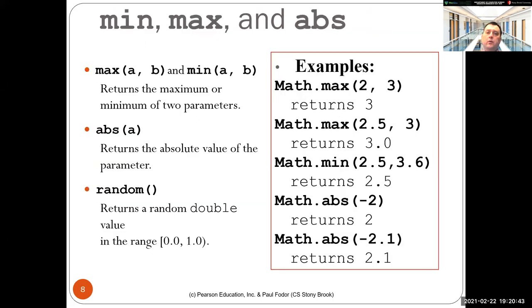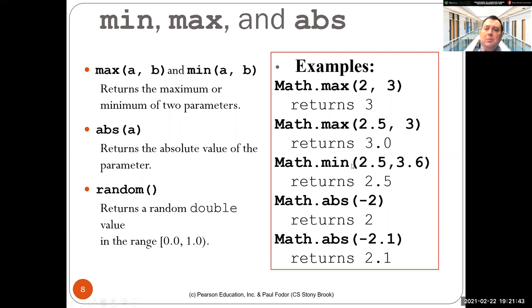Min, max, and absolute value. So max of A and B and min of A and B return the maximum or the minimum between the two parameters. And they work differently for integers and doubles. If both operands are integers, it returns an integer. If at least one of the operands is a real number, it will raise the second operand to a real number. So in the case of Math.max of 2.5 and 3, it returns 3.0 because 2.5 was a double. Therefore, 3 will become 3.0 as a double. Similarly, for minimum, if one or both operands are real, it will return the minimum real number between the two. If you invoke it for integers only, it will return an integer. They are called overloaded functions. It returns basically the type of the arguments after they decide on one single type.